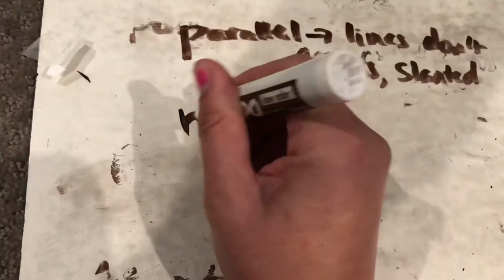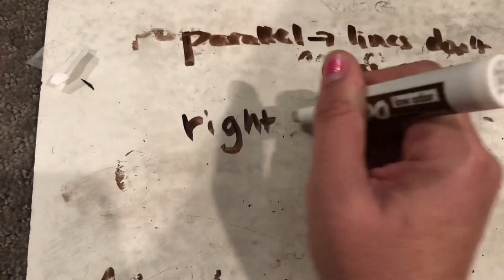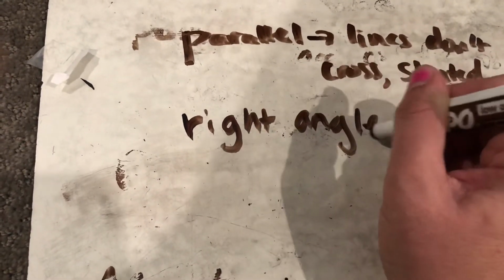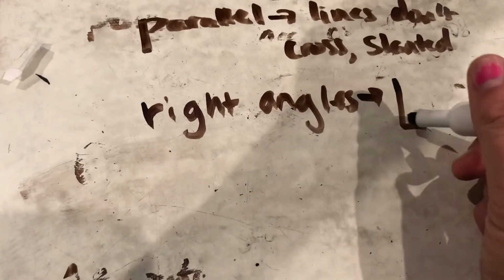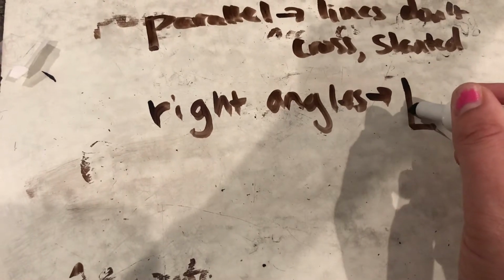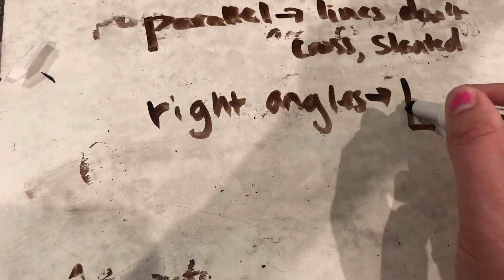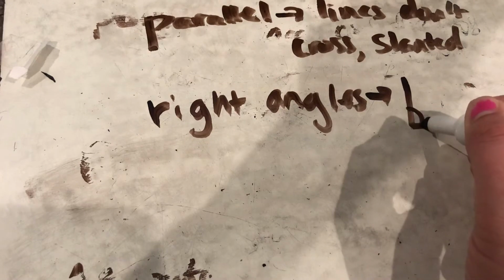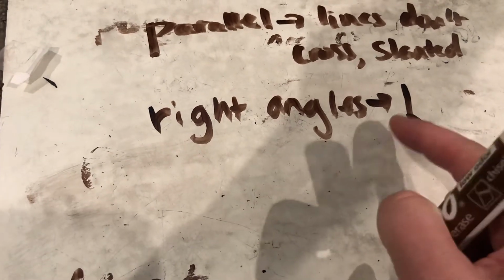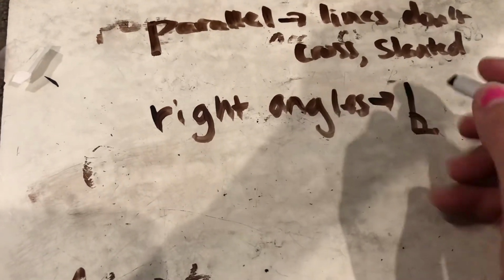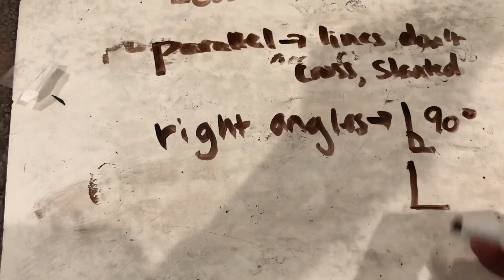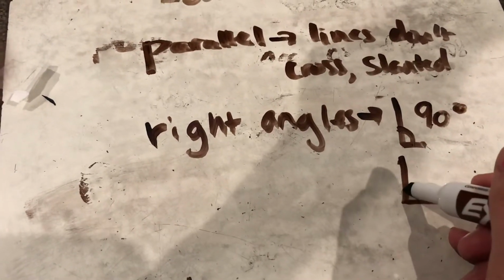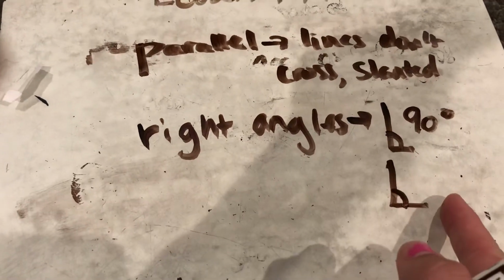Then you have right angles. All that means is that the edge or the point is really sharp. Usually when you have right angles, you can tell by a little half circle in the corner. That means it is 90 degrees, or it's very sharp. It's a very sharp angle. It's like this. So that's a right angle.